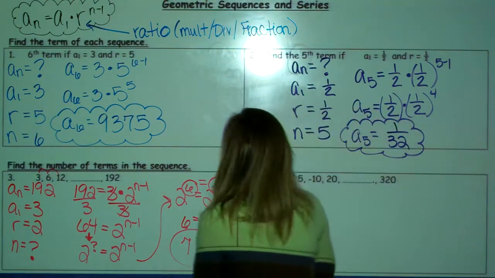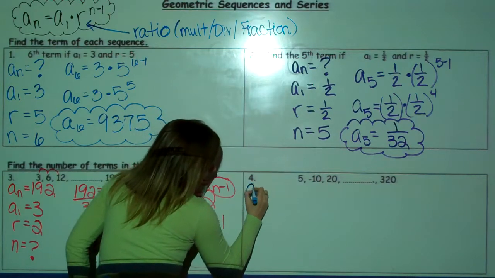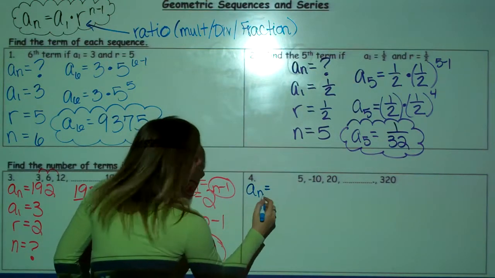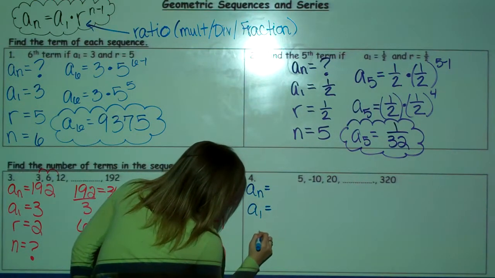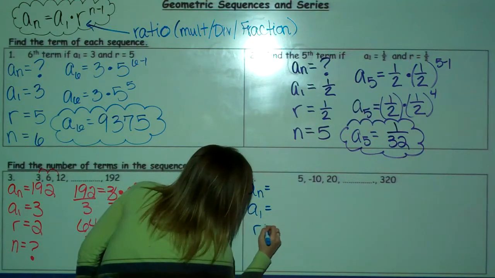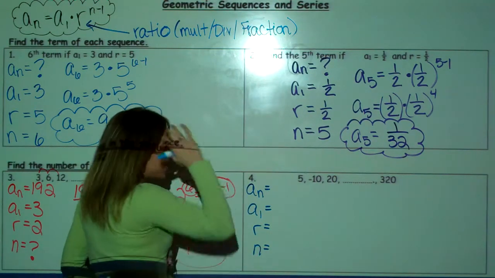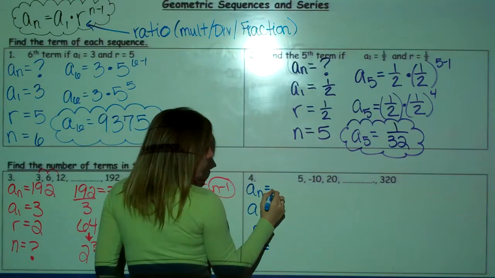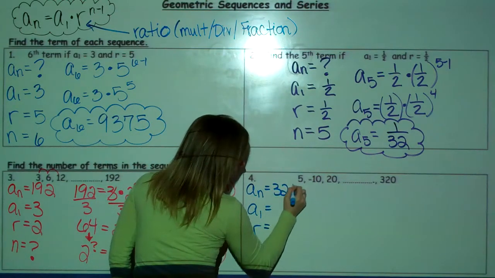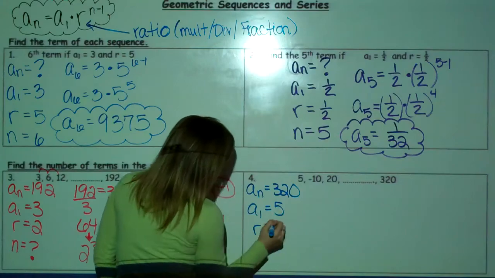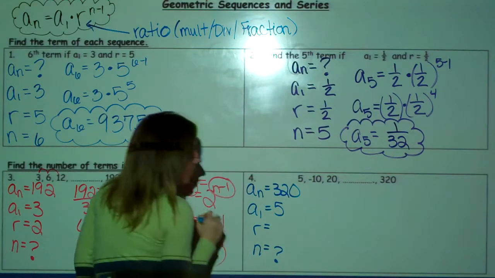So let's do it one more time over here. a sub n, a sub 1, the ratio, and the number of terms. Same question. So the last term is 320. The first term is 5. Number of terms is what we're looking for.